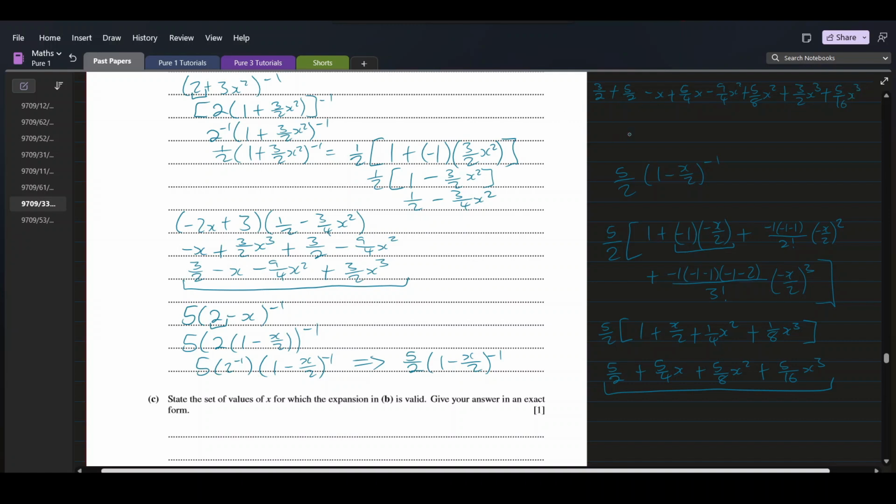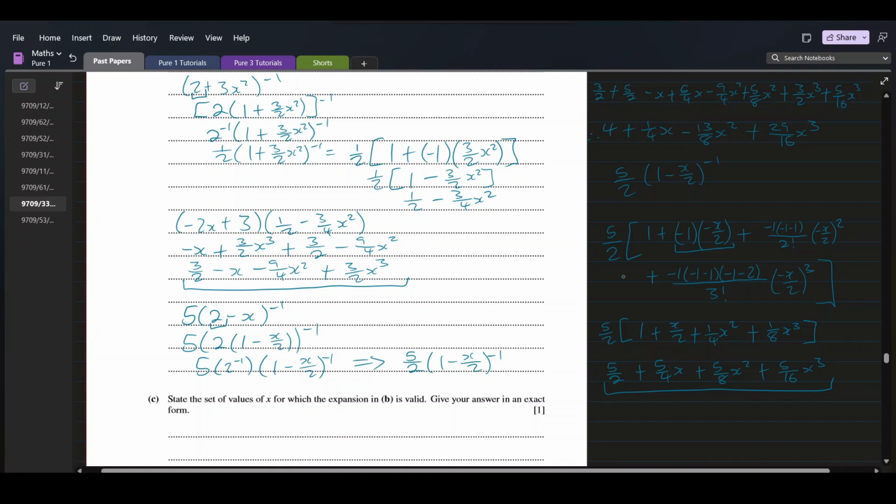3 over 2 plus 5 over 2 gives us 4. And then minus x plus 5 over 4x, that's plus 1 over 4x. And then we've got minus 9 over 4x squared plus 5 over 8x squared, and that gives us negative 13 over 8x squared. And then we have 3 over 2 plus 5 over 16 for our term in x cubed, and that's 29 over 16x cubed. And this is our final solution.